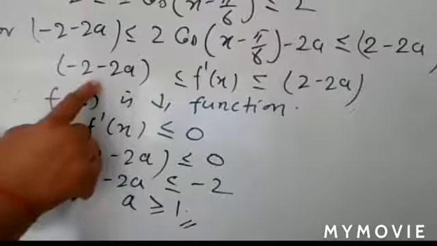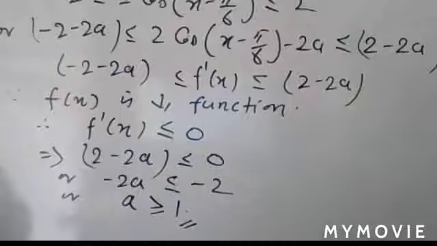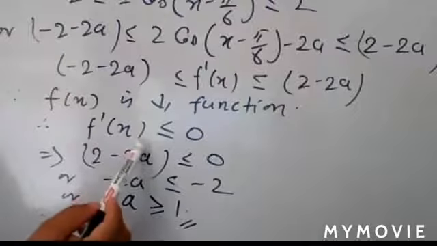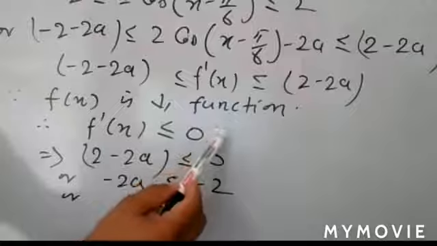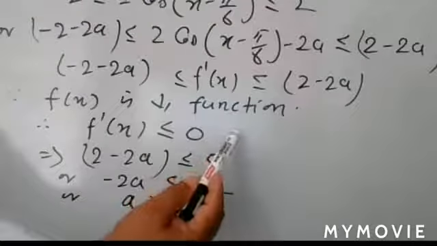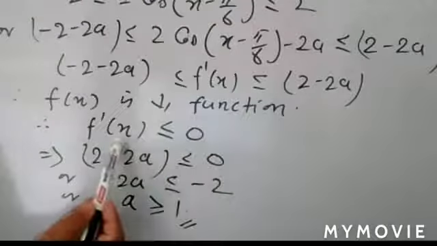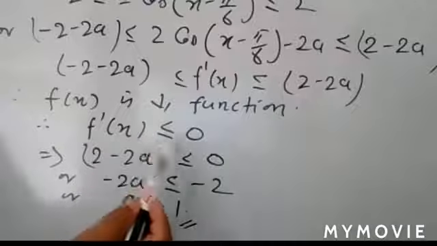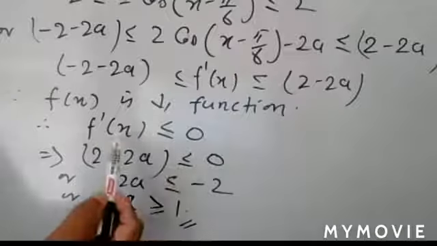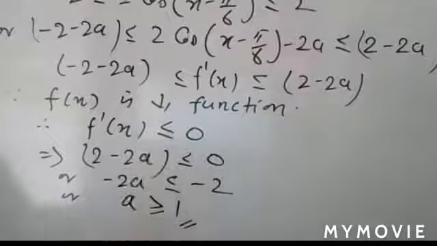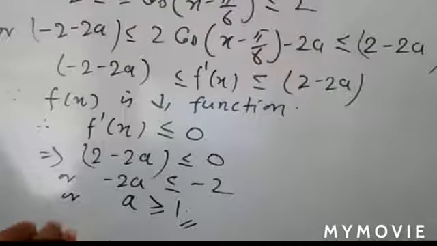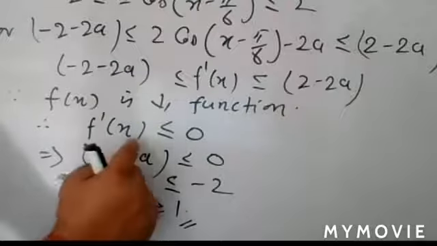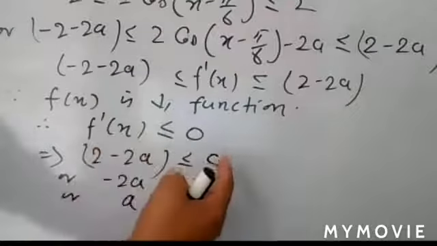Just see here what is given. Your function is a decreasing function. So what is the condition? f dash x is less than or equal to 0. So f dash x is less than or equal to 0 means what? You have to take those quantities which are lesser.